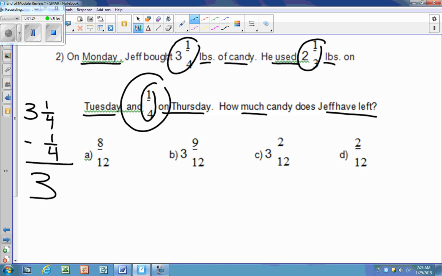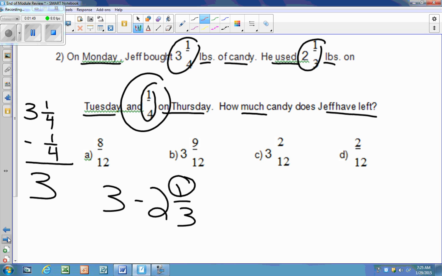Then he used 2 1/3. So I'm going to take my 3 minus my 2 1/3, and I know that I'm going to end up with 2/3 because I have to fill this to get to 3. But I don't see an answer that matches that. So I'm going to find another way, and you'll see that my answer is there.